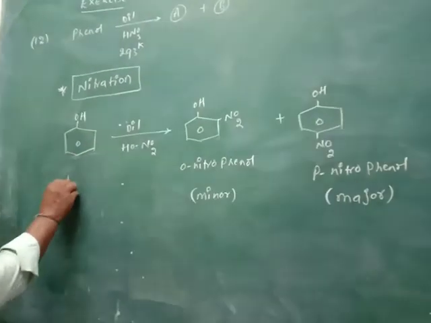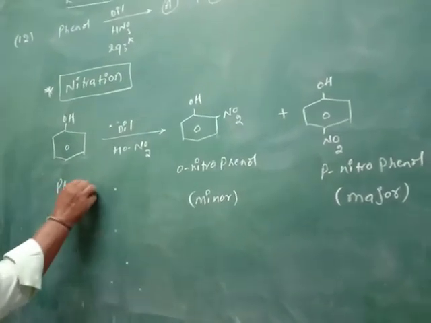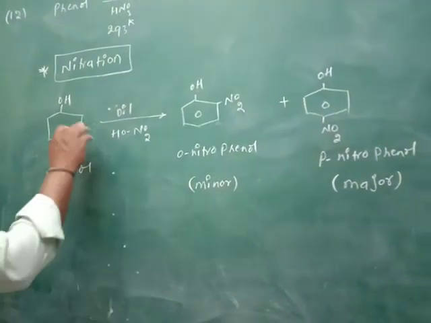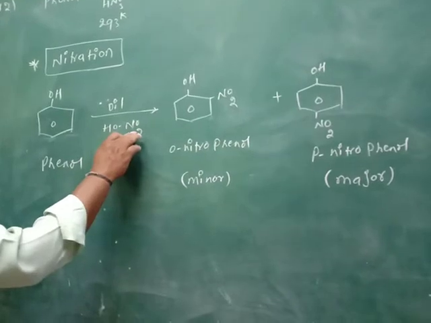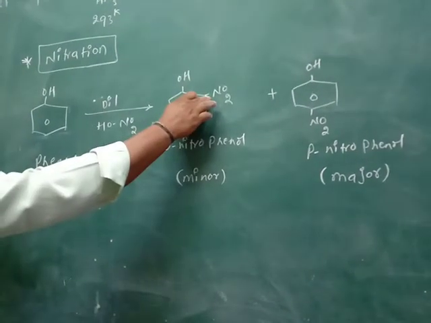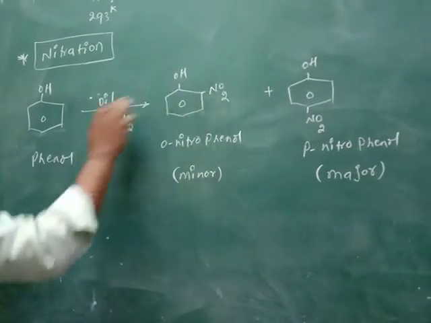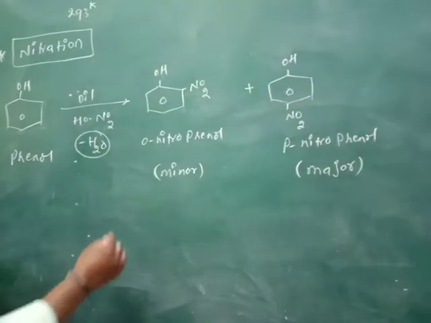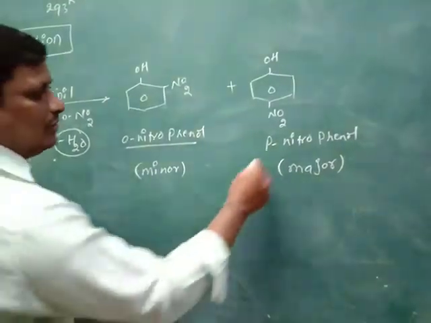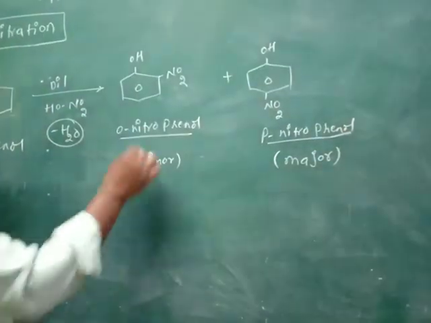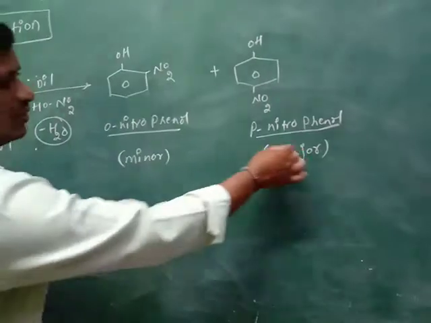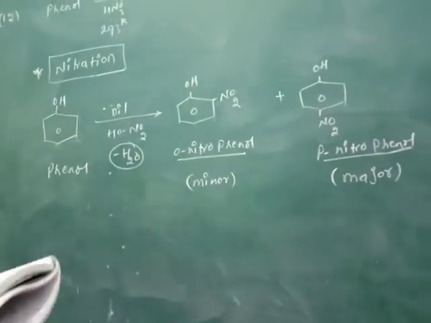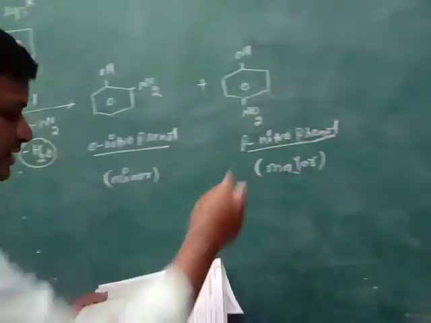So phenol treated with dilute HNO3, then NO2 is substituted at the ortho position, so this H and OH give minus H2O. It gives two compounds, orthonitrophenol and paranitrophenol. Orthonitrophenol is the minor compound, paranitrophenol is the major compound.